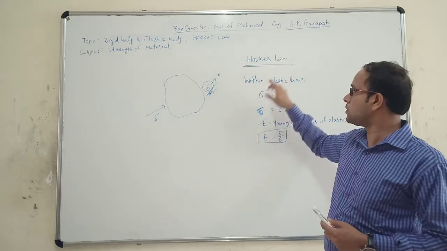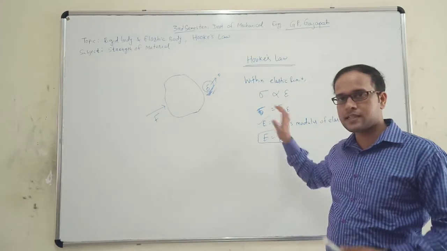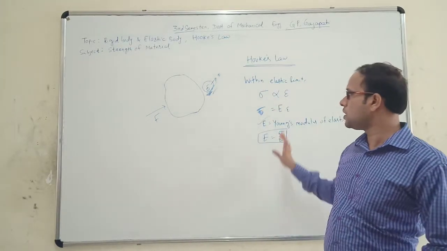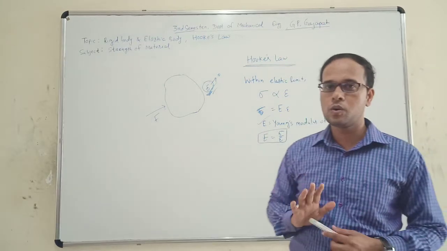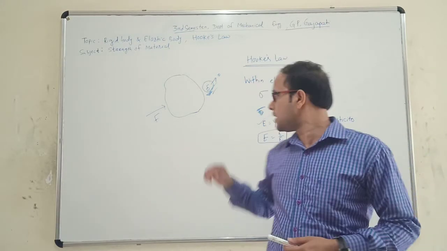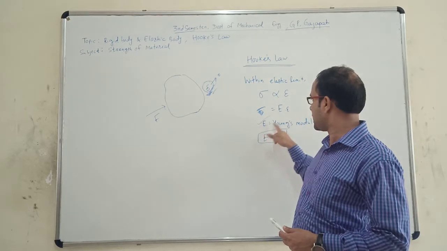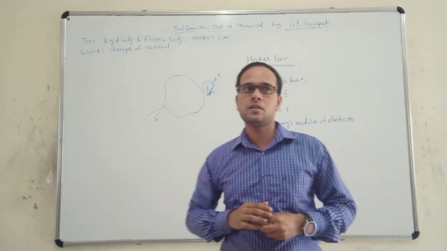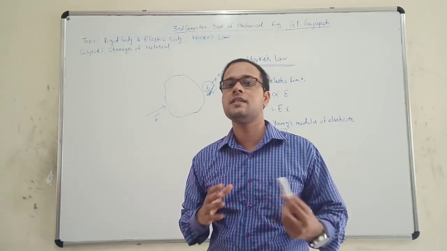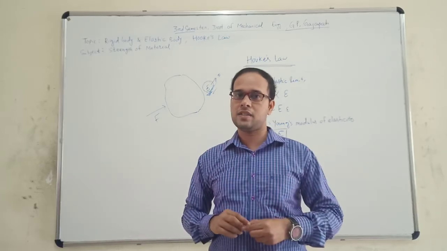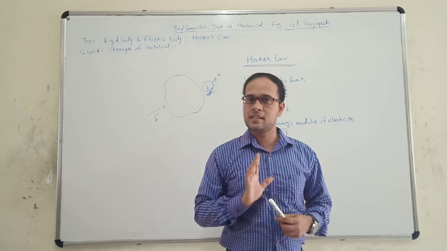Then Hooke's law: within elastic limit of a body, stress is directly proportional to strain. This is Hooke's law. We can understand how stress is directly proportional to strain through the stress versus strain diagram of a mild steel specimen. In the next video, we will discuss that one.